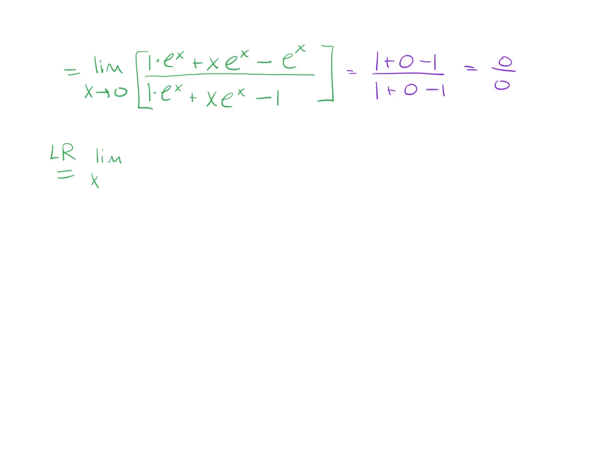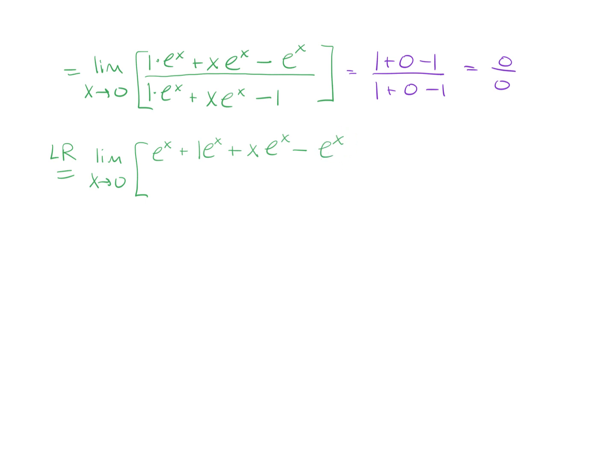So I'm still taking the limit as x goes to 0, but I'm going to take the derivative of the numerator and the derivative of the denominator. So the derivative of e to the x is just e to the x. The derivative of x e to the x I know is f prime g, so it's going to be 1 e to the x plus f g prime, x e to the x, minus the derivative of e to the x, which is e to the x. So that's this one came down here.